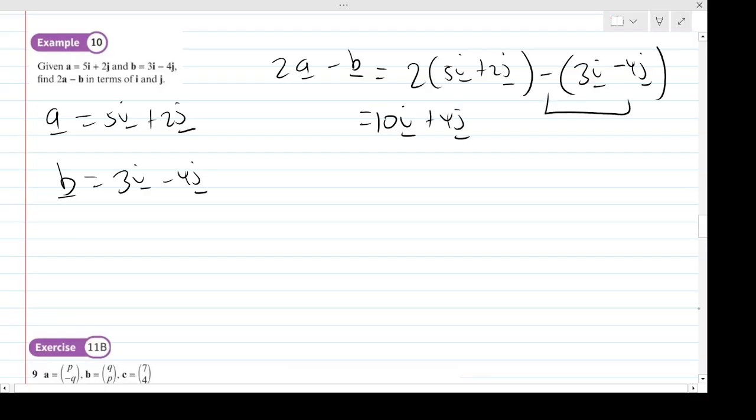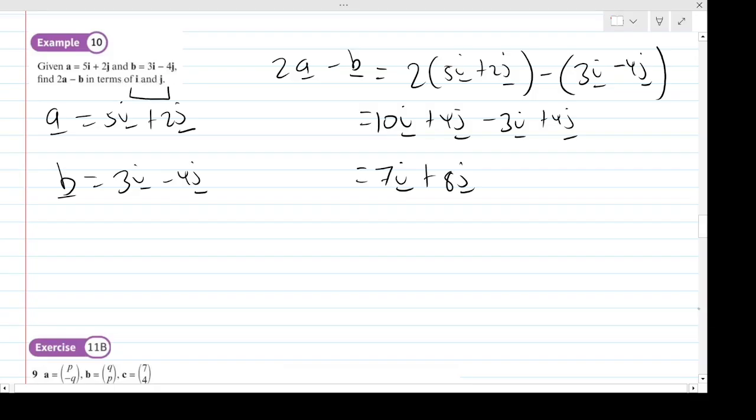And then minus in this bracket, so we're going to get minus 3i, and then minus 4j would be plus 4j, as it's a double negative. And then we can just add the i's and the j's, right? So 10i minus 3i would be 7i, and 4j plus 4j would be 8j. And there we are. Now that's that answer in terms of i and j.